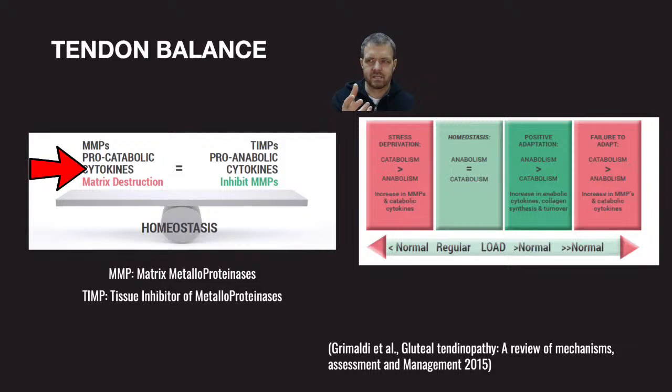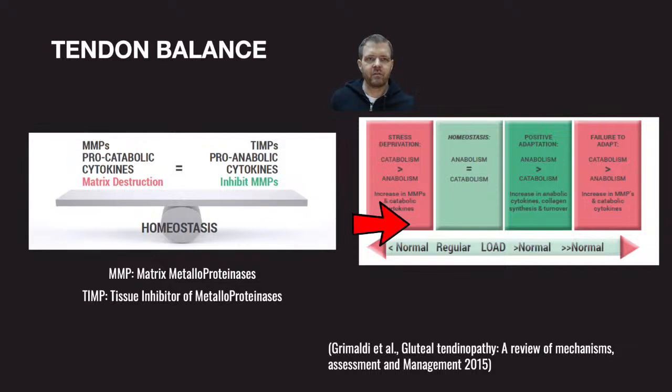There are cytokines. The cytokines basically are protein signalers to start the inflammatory process, the tissue healing process. But sometimes they can be catabolic, so it breaks down tissue because there's too much inflammation. Or you can have pro-anabolic cytokines which build, like anabolic steroids. So we've got anabolic cytokines and then pro-catabolic cytokines.